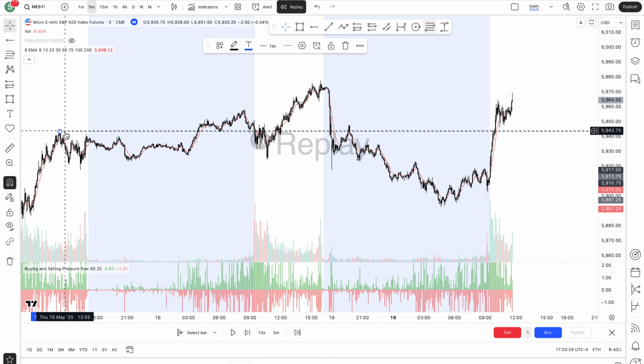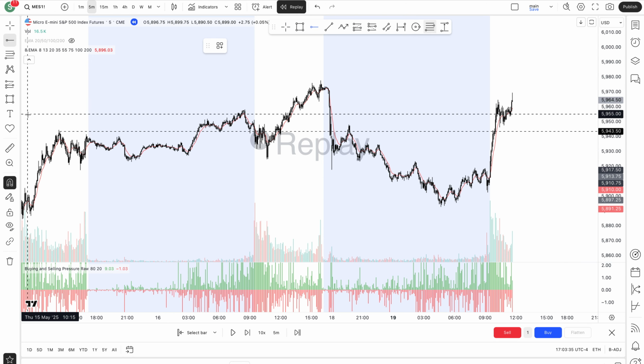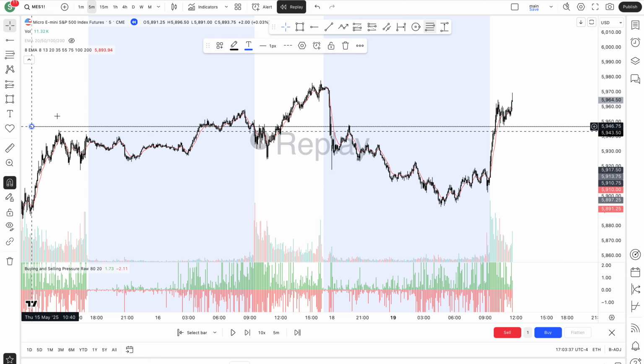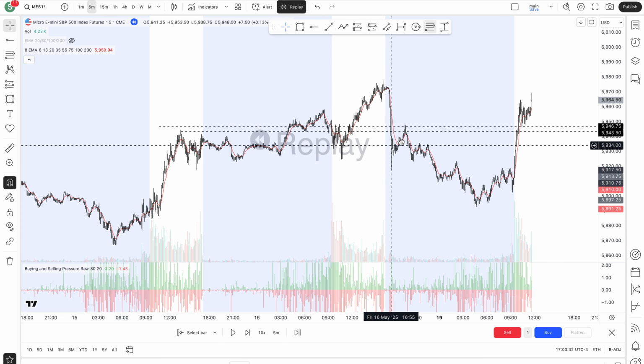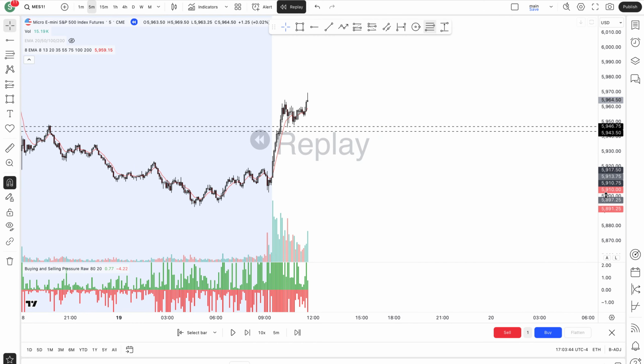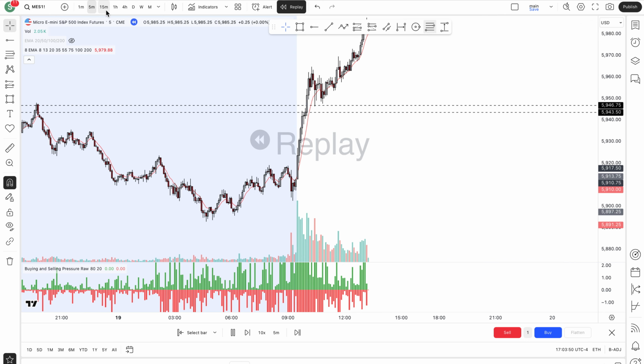Obviously, this 5943 area is a key pivot point that price respects. Right? Rejections, bounce, rejections, bounce, rejections. Price gets above it. Retest, moves higher. Very simple, but very, very effective.